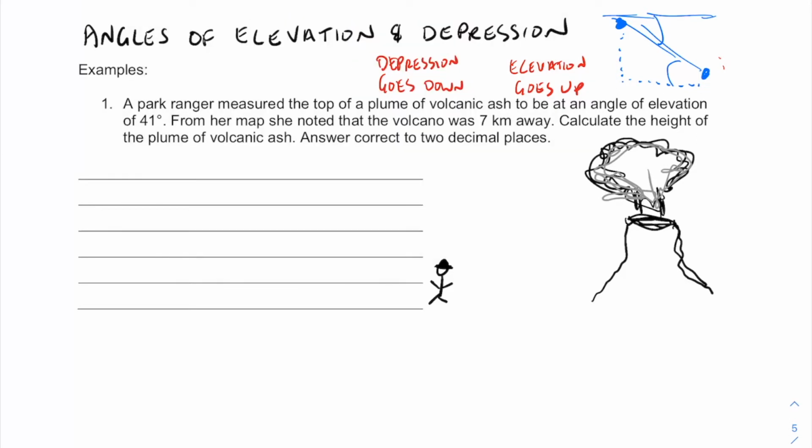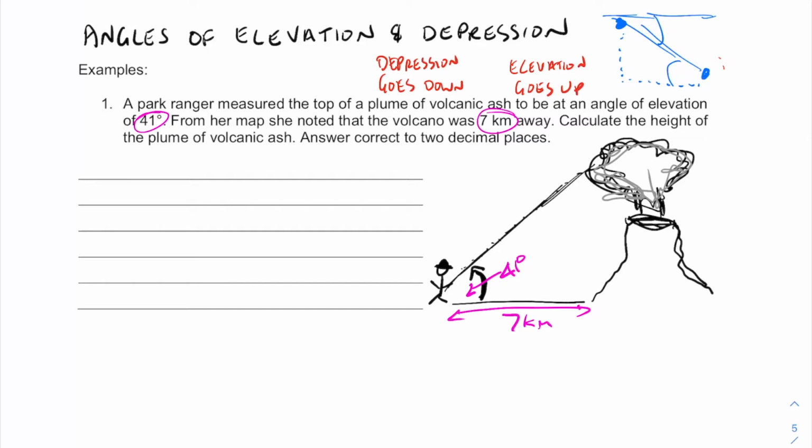Now, we know that this angle is 41 degrees as an angle of elevation from the ground. So here's our ground, and this angle in here is 41 degrees. The next part of our problem is that the distance away from the volcano is 7 kilometers. So we've got our 41 degrees here and this distance is 7 kilometers.